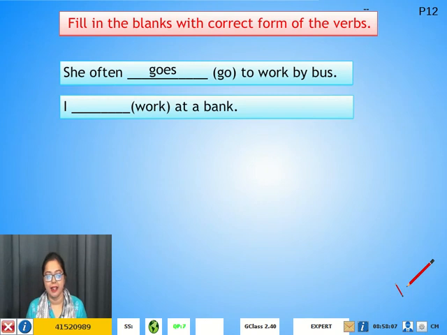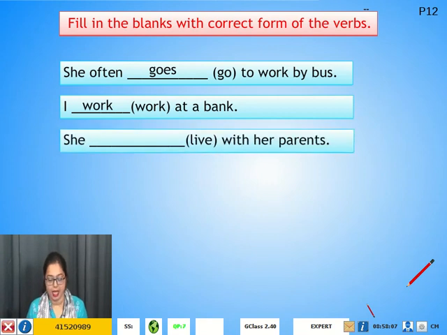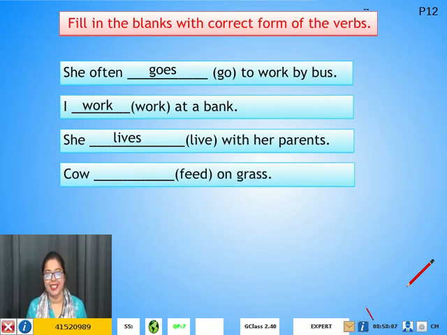Next, another exercise is coming up: I dash work at the bank. What will it be? It's given I, and since it's first person singular number, it will not change. So work will remain work. Another exercise: she dash leave with her parents. She is third person singular number, so S will be included with leave. It will become leaves. I hope you understood till here.